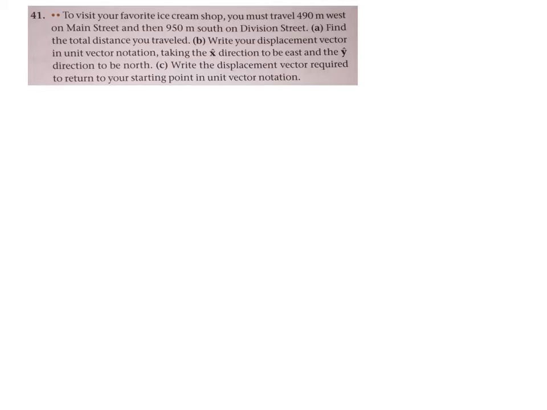So we start off at the corner of somewhere, and we travel 490 meters west, and then 950 meters south. And we're looking for this thing, which I'm going to call vector R. That's vector R. And we want to find the total distance and then write out vector R in unit notation.